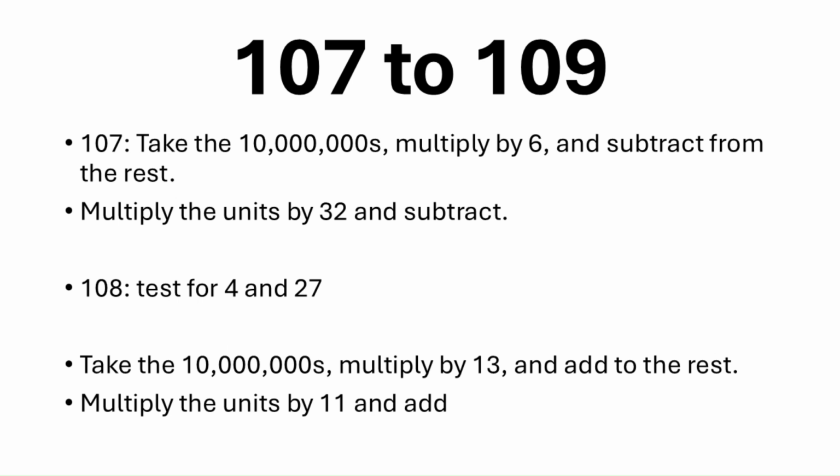107, take the 10 millions, multiply by 6, and subtract from the rest. Multiply the units by 32 and subtract. 108, test for 4 and 27. Take the 10 millions, multiply by 13, and add to the rest. Multiply the units by 11 and add.